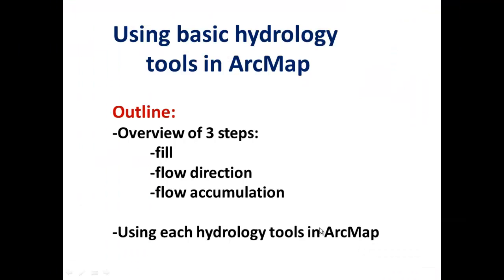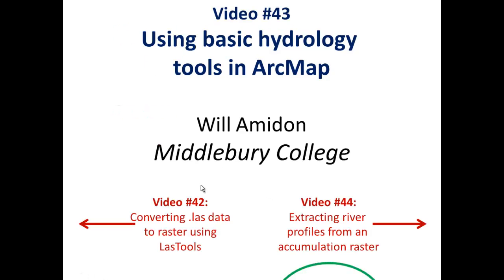So to sum up, we've learned 3 steps that are involved in routing the flow of water across the landscape. That was the fill step, the flow direction, and the flow accumulation. Please join us for our next video where I'll show you how to take that accumulation raster and actually directly extract a river elevation profile from it.